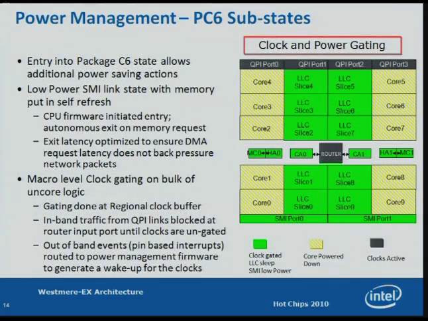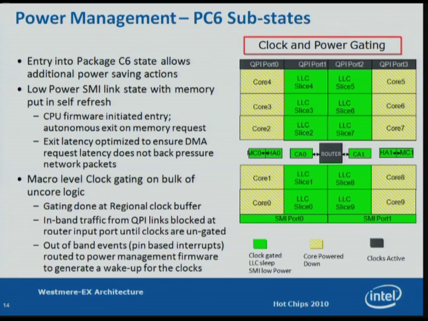Now, from a package C6 substate standpoint, there are a couple of key things I'll touch upon. Once a package enters C6, it puts the high-speed memory links in a low-power state. As we know, these I/O buffers are power hungry. There are a lot of bias currents that draw a lot of power, right? So we put the links in a low power state, and then we also put the memory in self refresh.